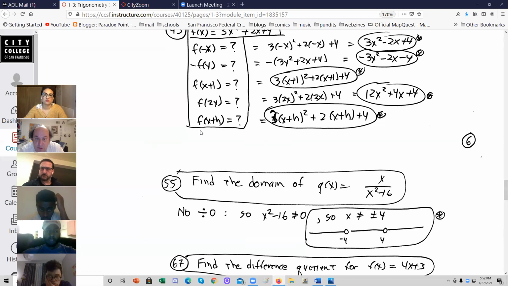F of x plus h, well, it's a lot like this one. You put an x plus h here and here: 3 times x plus h squared plus twice x plus h plus 4.